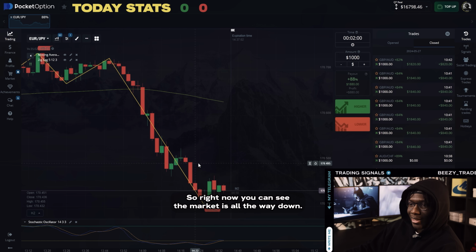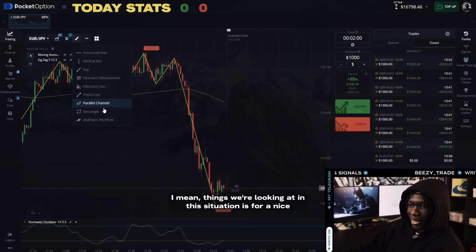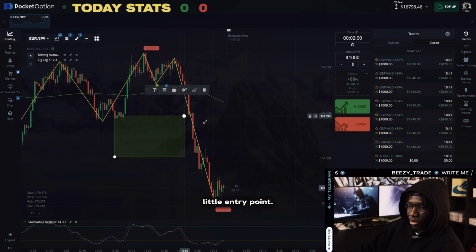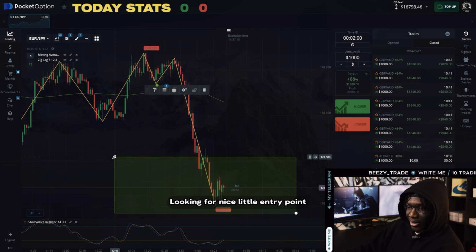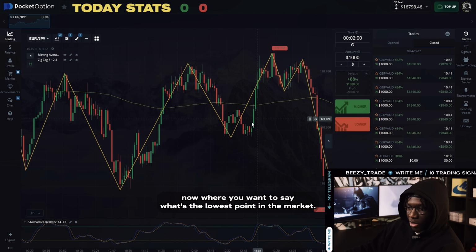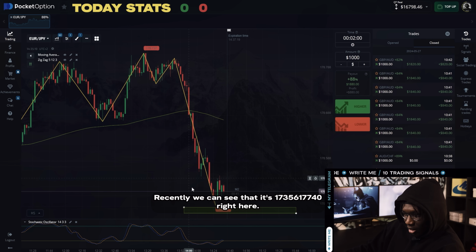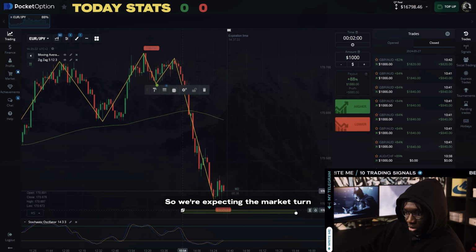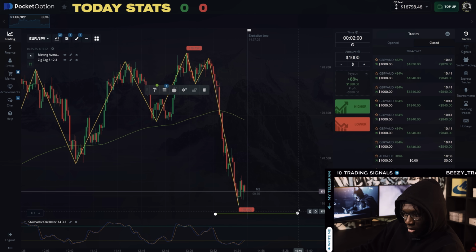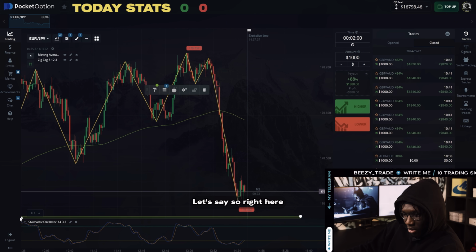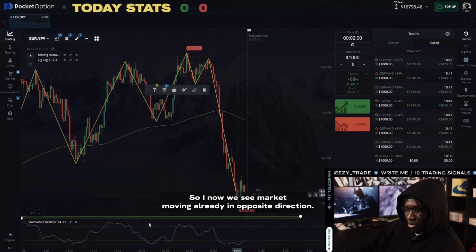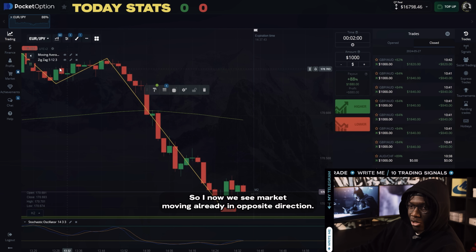So right now we can see that the market is all the way down. One of the things we're looking at in this situation is a nice little entry point. Now right here, we want to find the lowest point in the market recently. We can see that it's 173.56, 177.40 right here. So we're expecting the market to turn right here. Just find the zone correctly. Boom, that's it. So right now we're seeing the market moving already in the opposite direction.